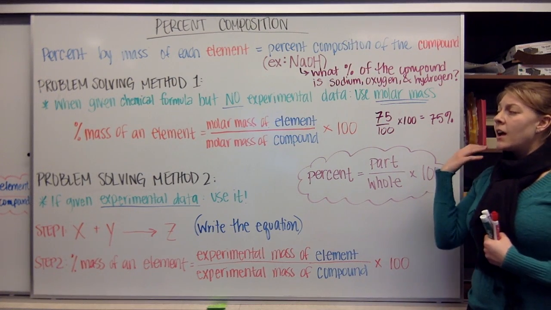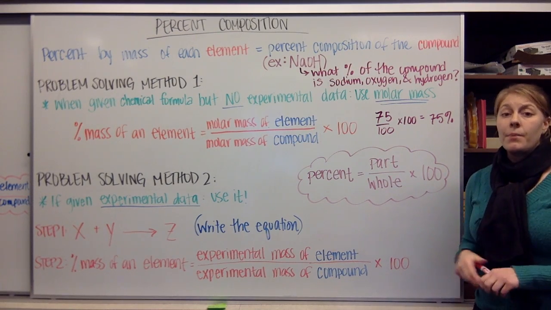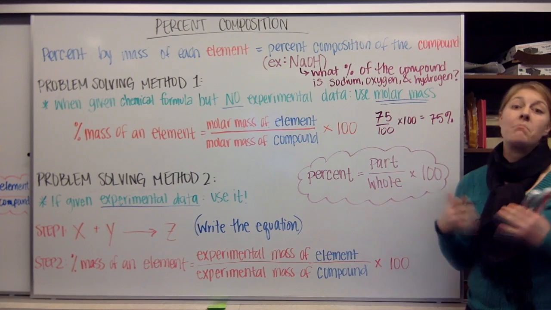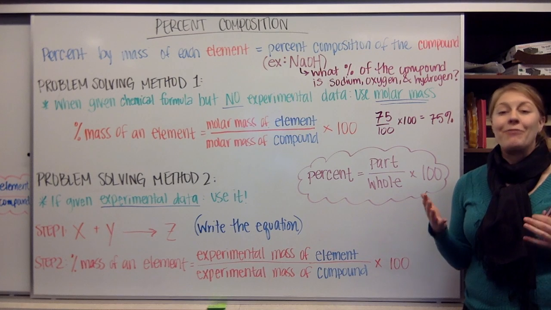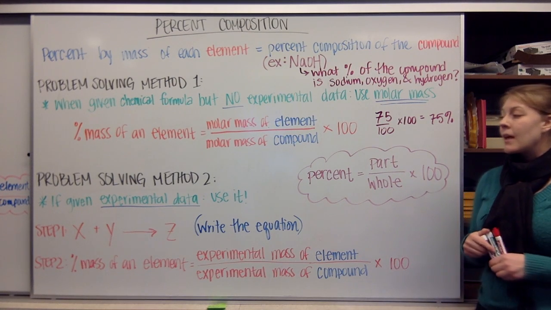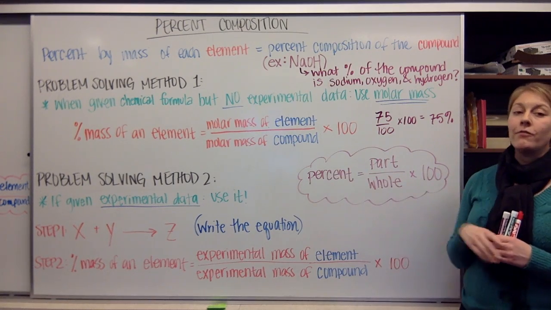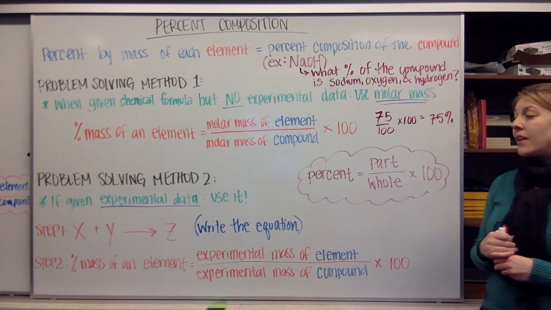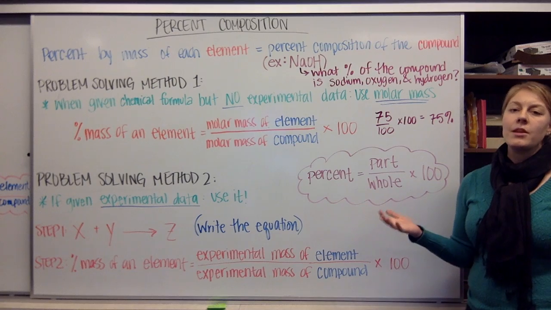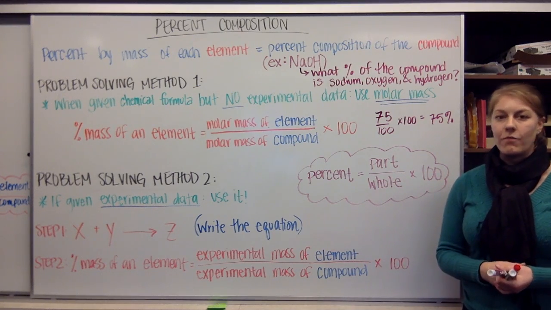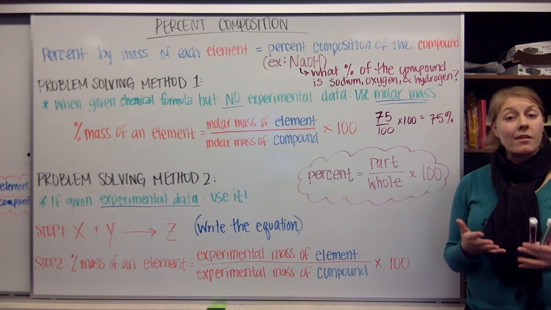Now, before I actually show you how to do these, our second problem-solving method is for when we are given experimental data. By experimental data, I mean measurements. We're given some kind of mass measurement. If you're given the data, use the data. Oftentimes, this method will involve 2 steps. The first step is to write a simple equation for what's going on in the reaction. It doesn't mean you have to write a full balanced chemical equation like we've been doing, but you want to write a simple equation so that you can see visually what's going on.